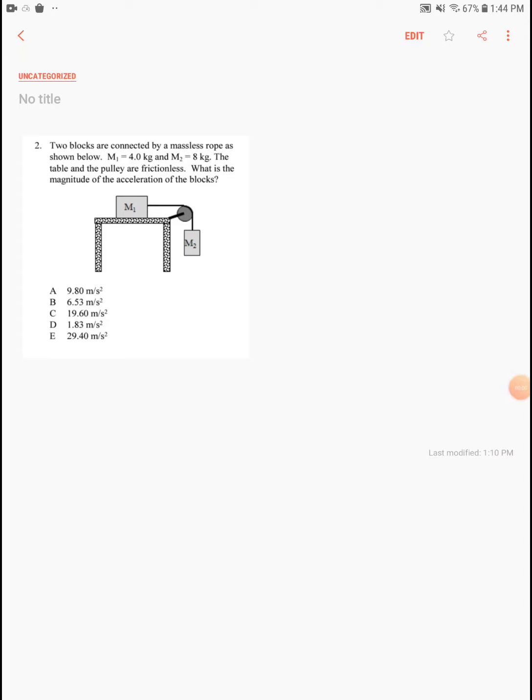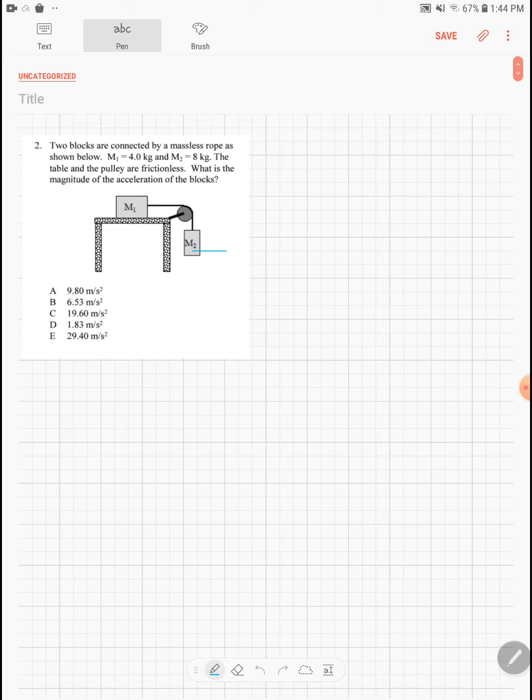So in this problem, we need to find the magnitude of the acceleration of these two blocks. So what are the forces which act on the block M2? There is a force of gravity, which is given by M2 times G.